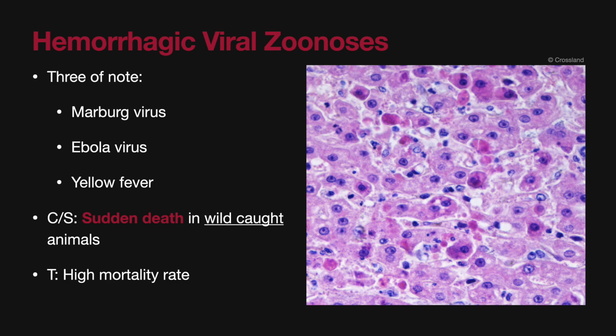There are three notable hemorrhagic viral zoonoses that affect non-human primates. These are Marburg virus, Ebola virus, and yellow fever. These diseases can cause sudden death in wild-caught animals. Treatment is not usually indicated in these animals due to the high mortality rate and the risk of zoonotic transfer.